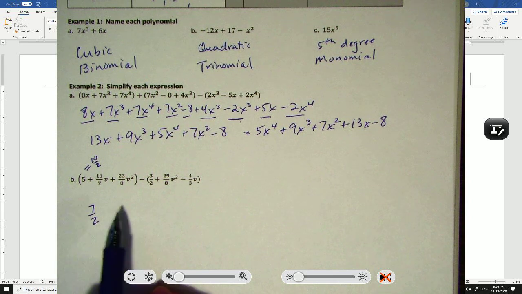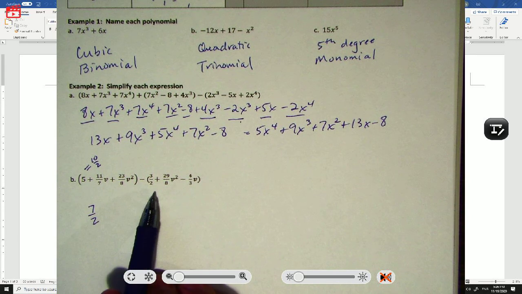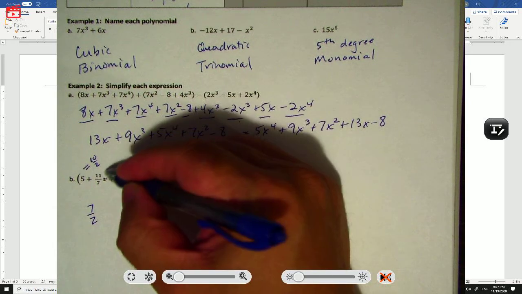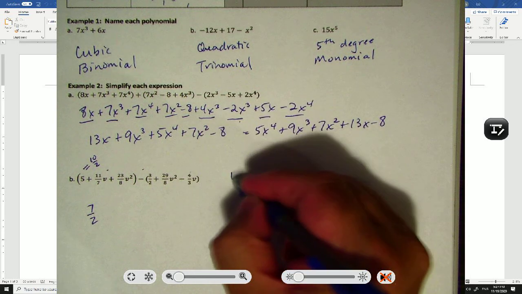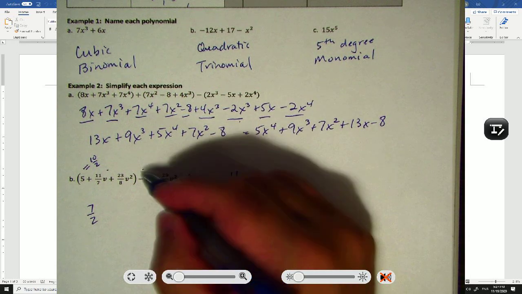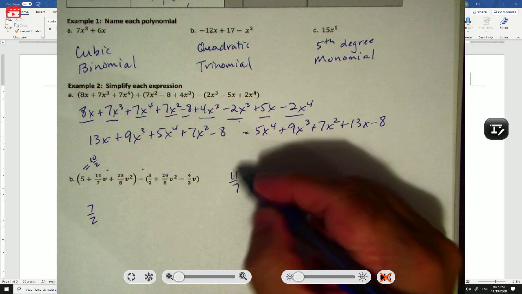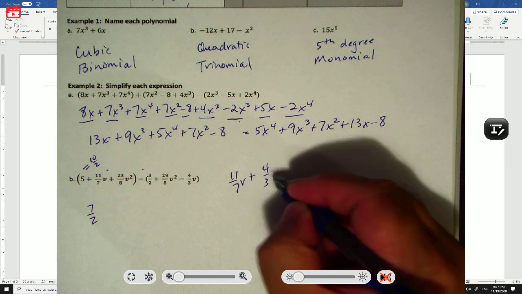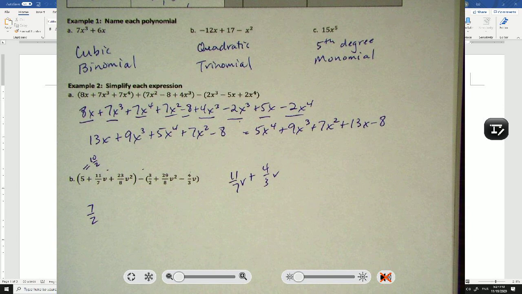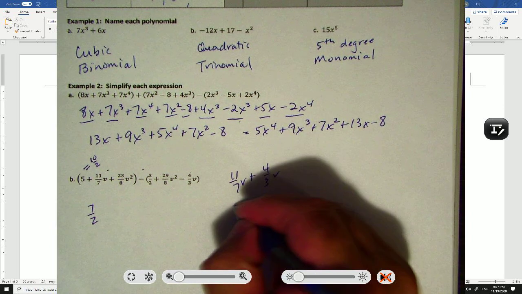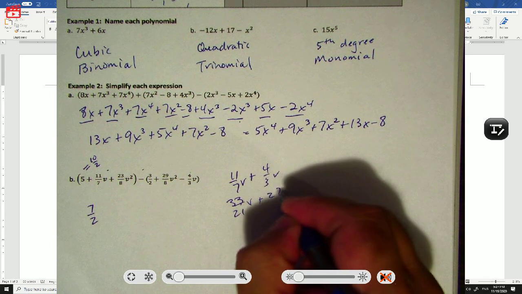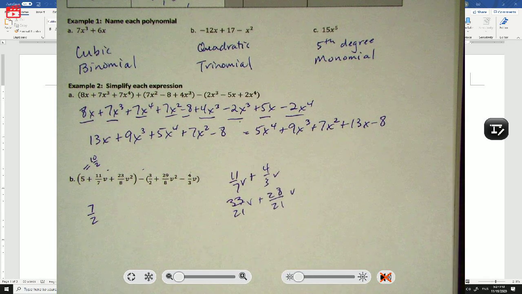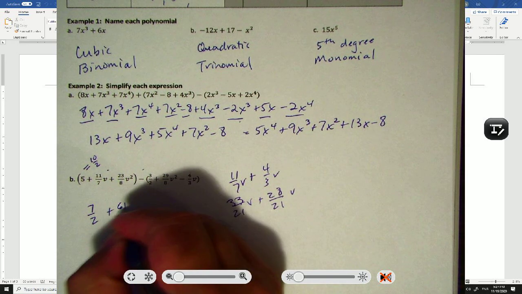Alright, and then 11/7 V minus, so we're doing 11/7 V minus negative 4/3. So it's 11/7 minus a negative turns into a plus 4/3. And these are V's. Goodness gracious. Alright, so common denominator is 21. So that's 33 V over 21 plus 28 over 21. So that's going to be 61 V over 21.